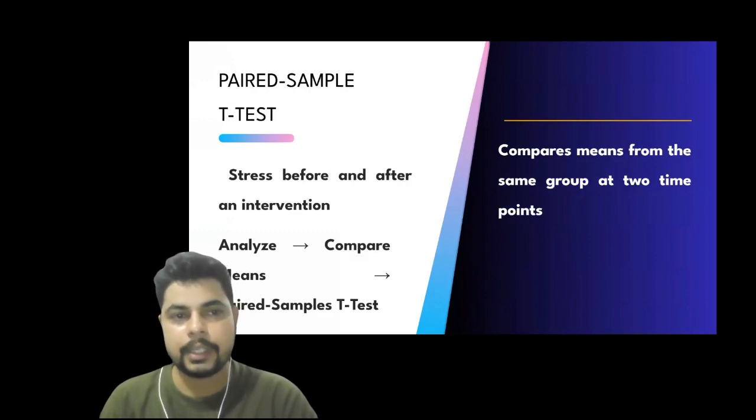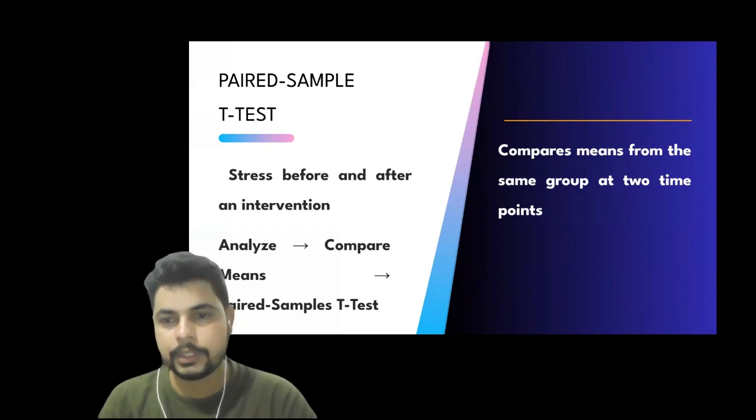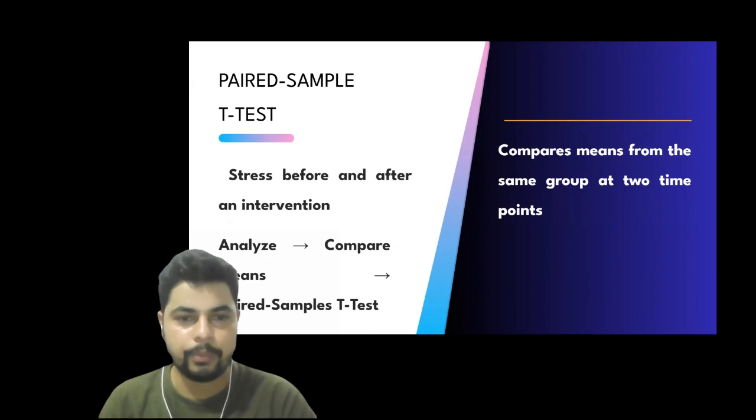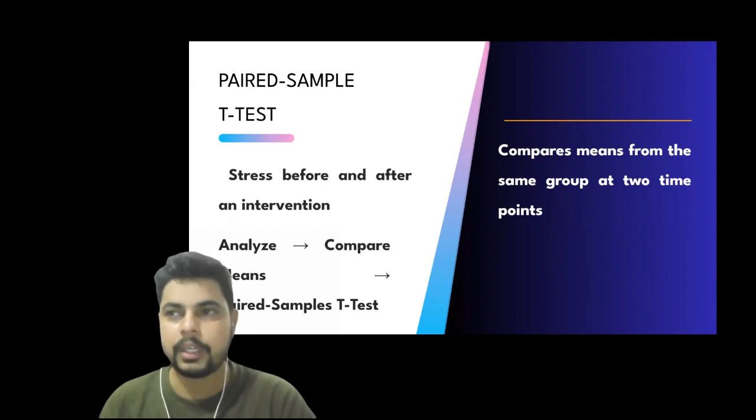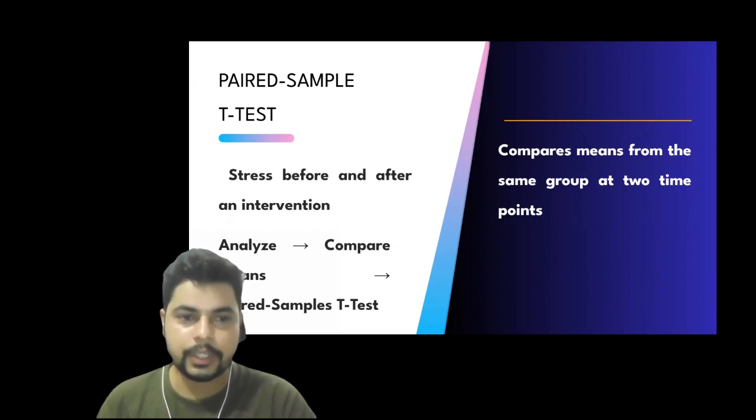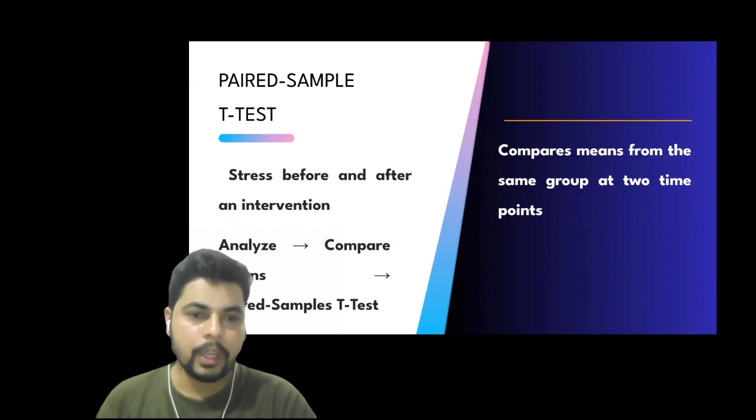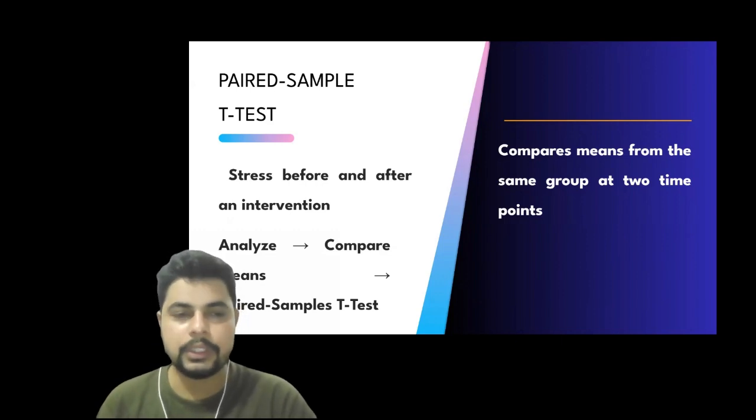The pair sample test is the third test of the t-test series, which compares the means from the same group at two different points. Basically, this is the pre and post test, for studies that include an intervention and a control group. We measure the stress level of a participant before the intervention and then after the intervention. In this way we compare them and get the pair sample t-test analysis.